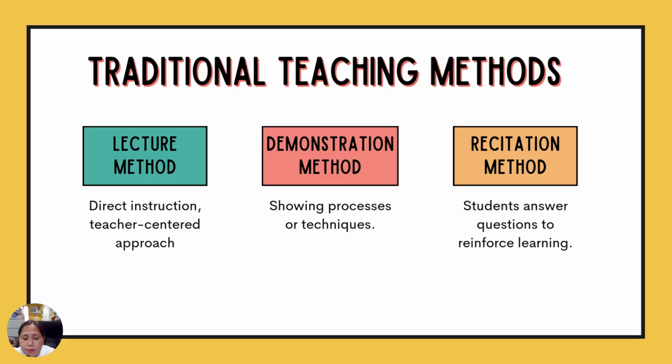For the demonstration method, to illustrate, for example, the concept of inertia, the teacher places a coin on a piece of cardboard covering a glass and quickly flicks the cardboard away, making the coin drop into the glass. So in here, students observe the demonstration and take notes.